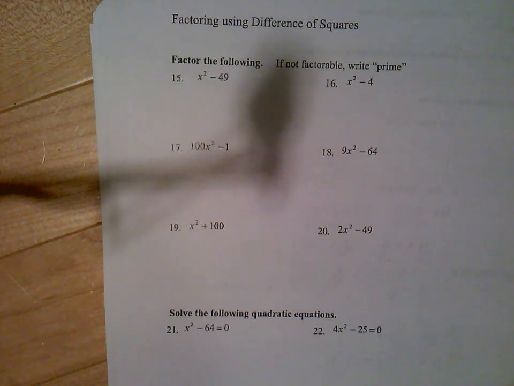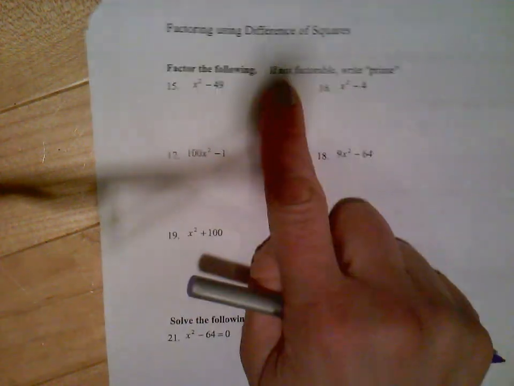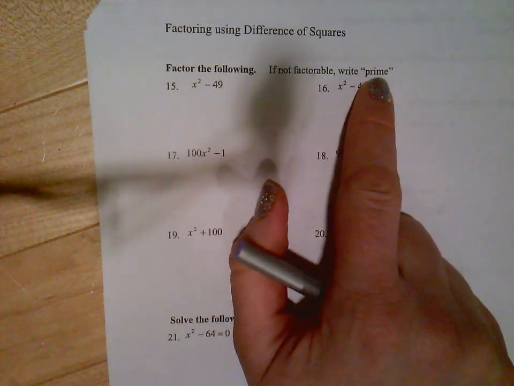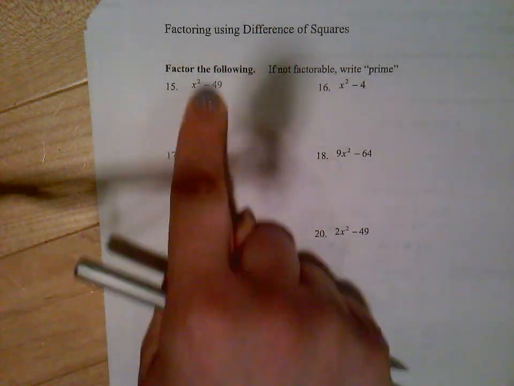And the last couple problems are all factoring using difference of squares. But if they're not factorable, we're going to write prime. Prime means it's not factorable. So I'm going to go through and do the odds, and you're going to try the evens.